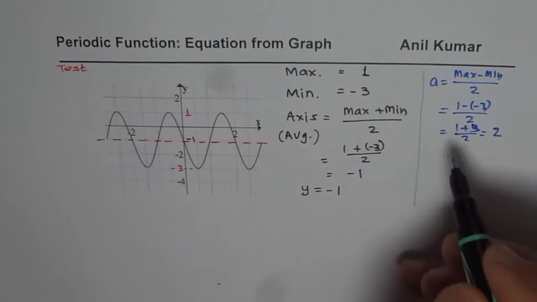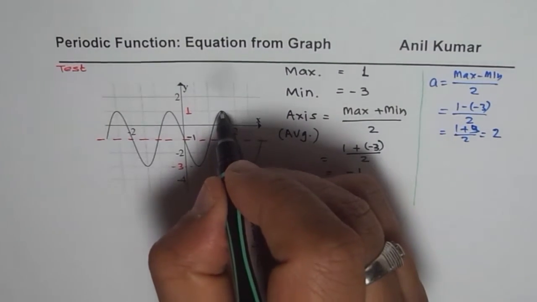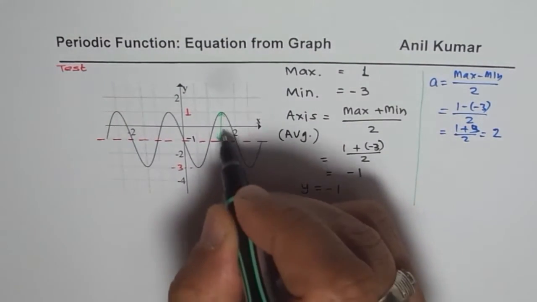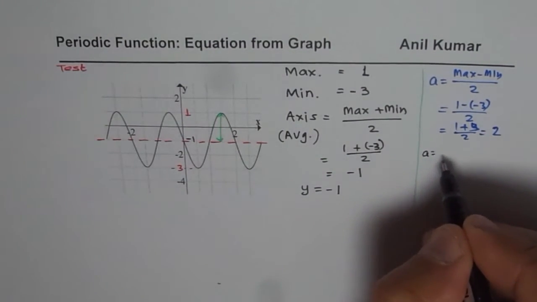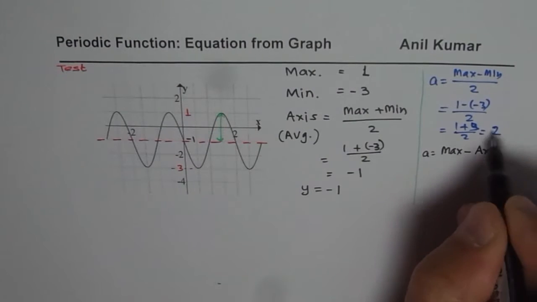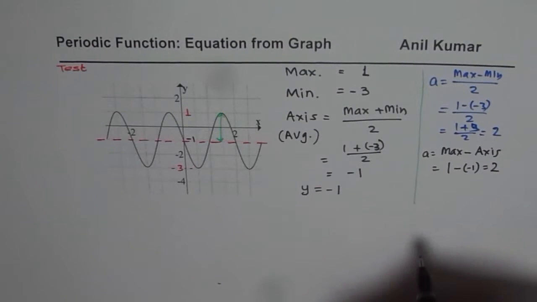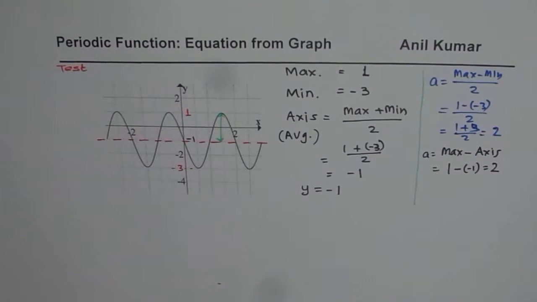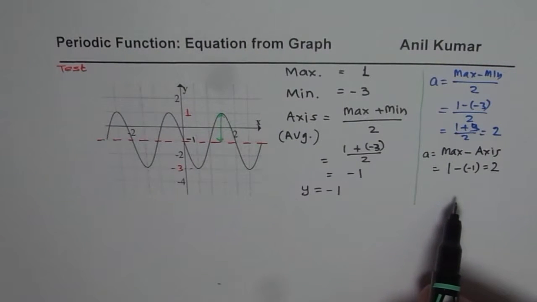The other way of looking into it is how far away the max is from the axis. So that means how far away maximum or minimum is from the axis. So the alternate way for finding A is equal to maximum value minus the axis, right? So that also gives you the same answer. Maximum is 1, axis is -1, so 1 minus -1 gives you 2. So amplitude in our case is 2, right? So that is how you could get amplitude A. Now let's get back to the other part. I hope that's a good review of what we learned earlier about characteristics of periodic functions.